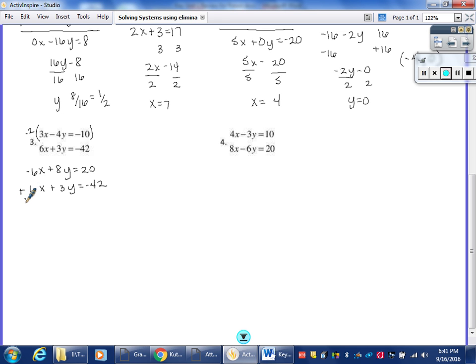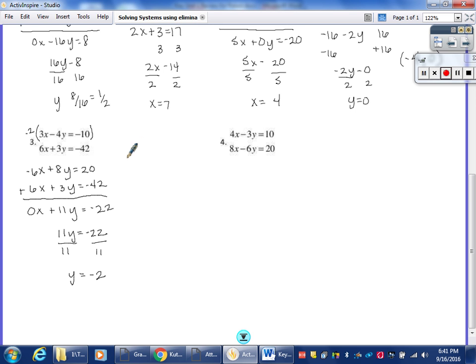I'm going to add those equations together, and I get 0x plus 11y is equal to negative 22. And now I have just a one variable equation that I can solve. 11y is equal to negative 22. Divide both sides by 11. And I get y is equal to negative 2.